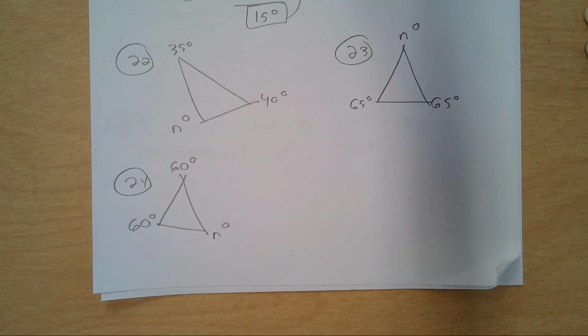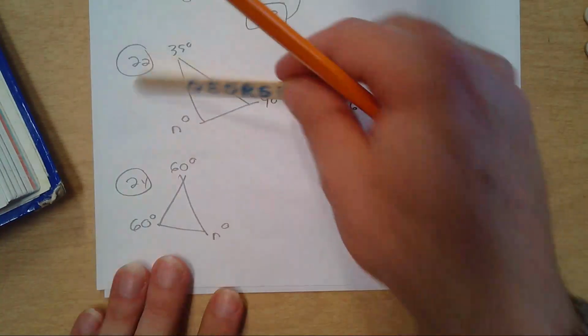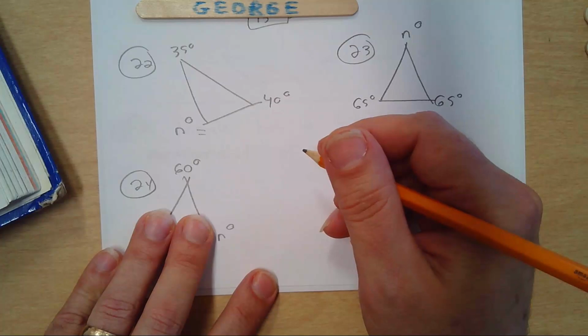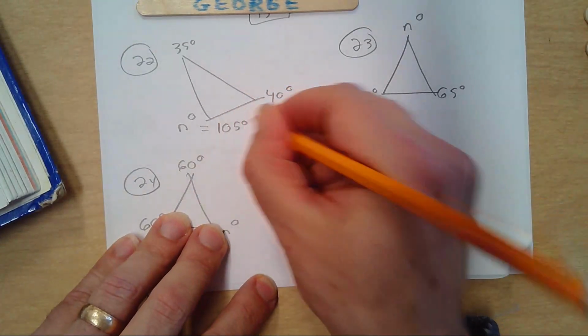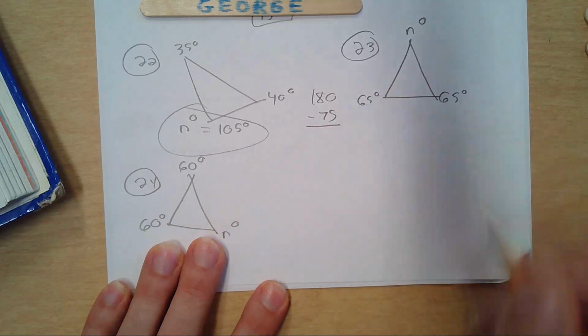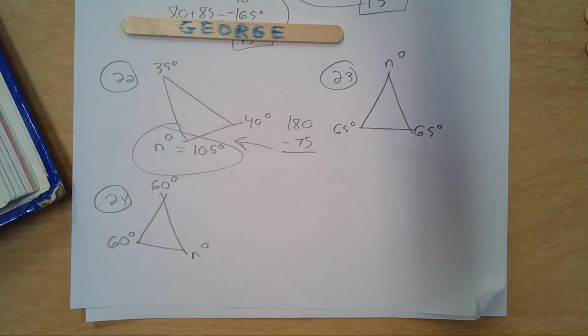All right, 22. What am I missing for a degree measurement there? What's n? George? Number 22. n is 110. Well, that's 35 and that's 40. So 75 from 180. 180 minus 75. Yeah, 105. That's what we should have there. If you did that, you would have 180 minus 75. 105 is correct.